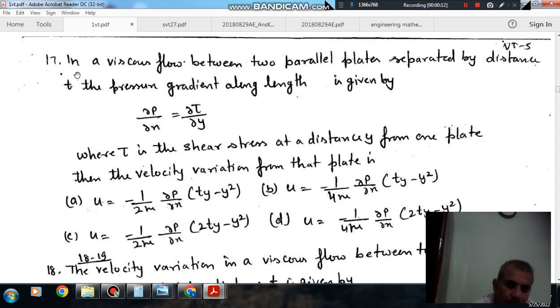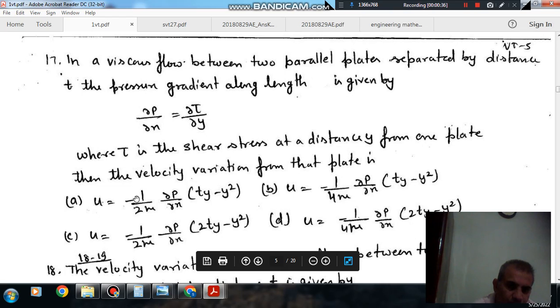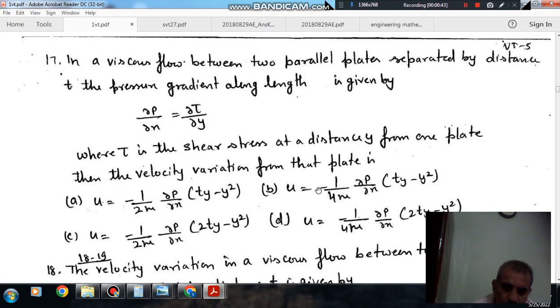Question number 17: in a viscous flow between two parallel plates separated by distance t, the pressure gradient along length is given by ∂p/∂x = ∂τ/∂y, where τ is the shear stress at a distance y from one plate. Then the velocity variation from that plate is: Option A, u = -1/(2μ) ∂p/∂x [ty - y²]. Option B, u = 1 - 4μ ∂p/∂x [ty - y²].